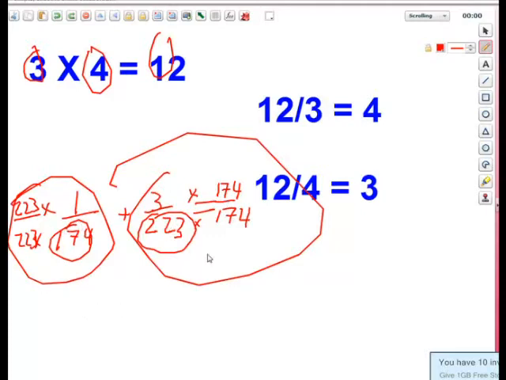Okay? So basically, in a nutshell, that's adding fractions.